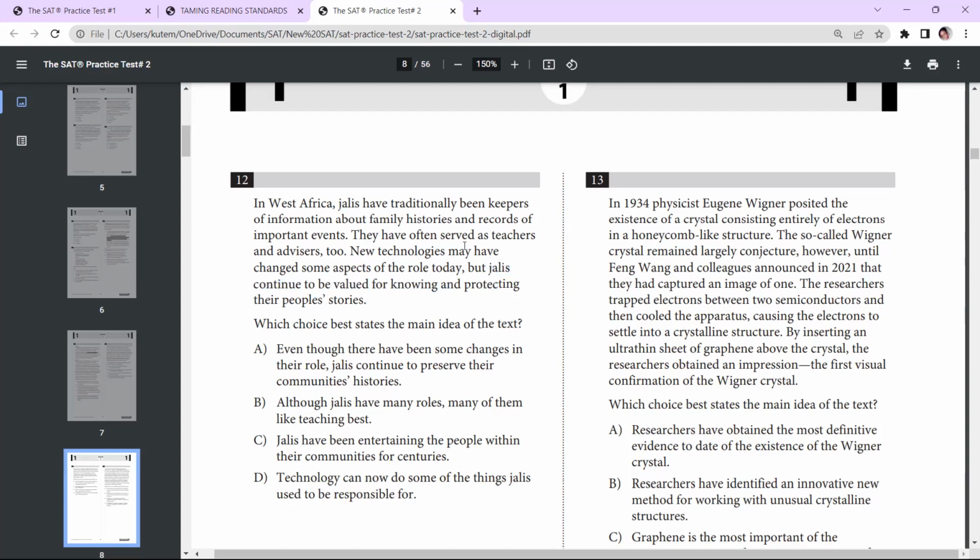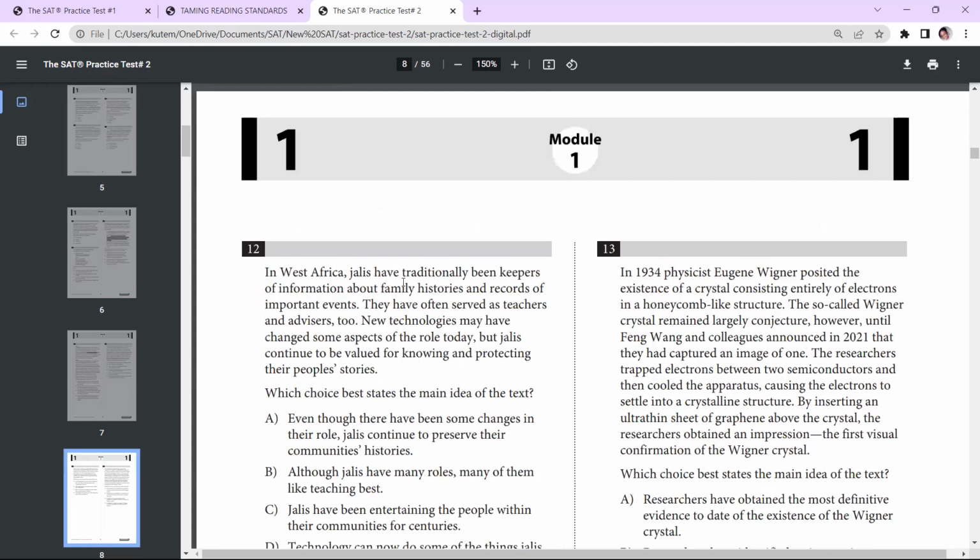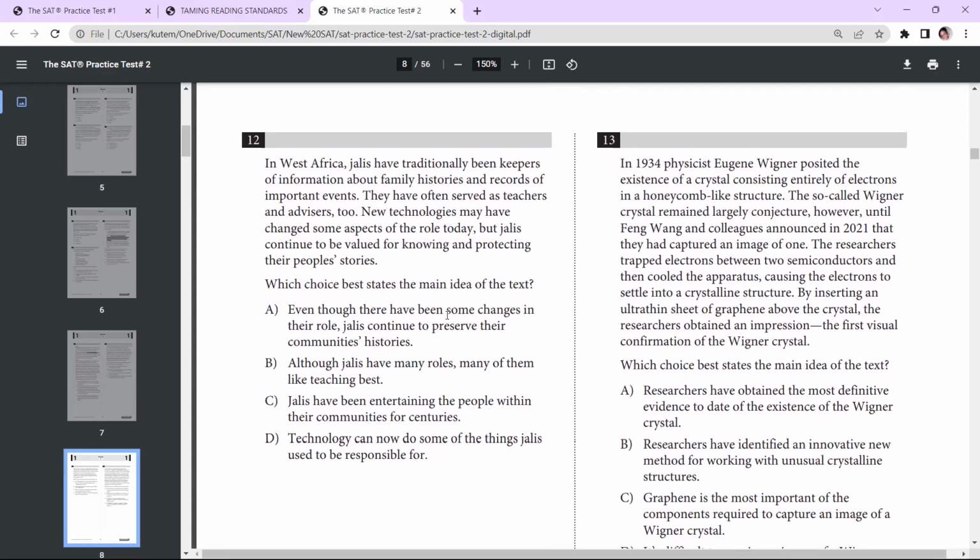Now, what is being said about them is, so basically this passage is talking about the functions of the Jalis, right? They keep the information, they serve as teachers and advisors. New technologies have changed, yes, but Jalis are valid for keeping information. So if I was to summarize this into one idea, I would say Jalis are important for information. So let's go through the options.